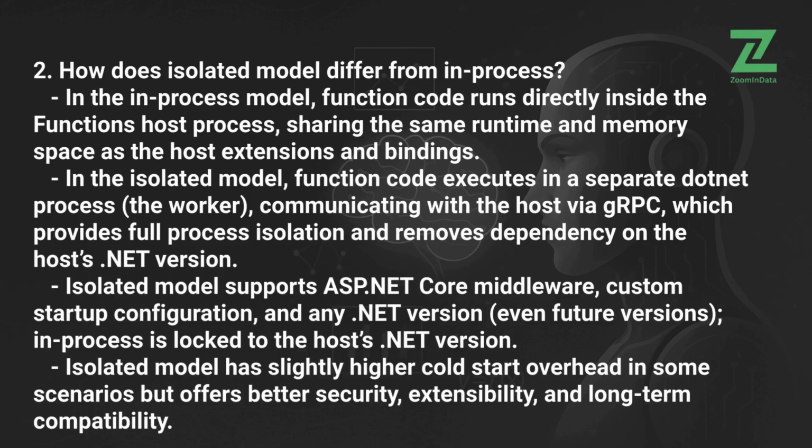2. How does isolated model differ from in-process? In the in-process model, function code runs directly inside the function's host process, sharing the same runtime and memory space as the host extensions and bindings. In the isolated model, function code executes in a separate .NET process, the worker, communicating with the host via gRPC, which provides full process isolation and removes dependency on the host's .NET version.